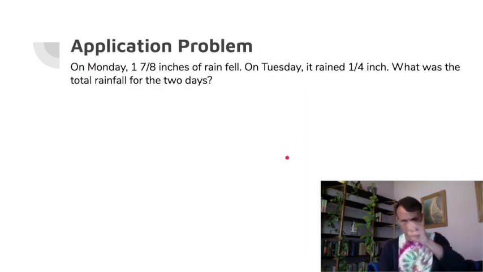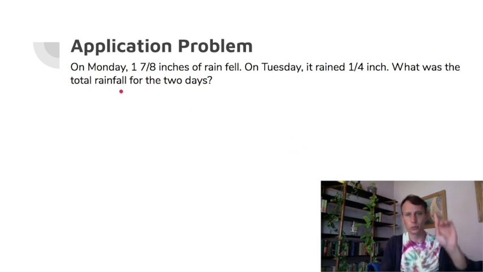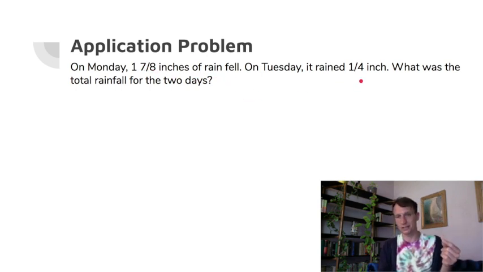We're going to take what we learned and apply it. That's what application problem means. Did you know that? It's not like you're applying for a job, like you're filling out an application, which you can do if you want. But what you're doing is you're applying what you learned. So on Monday, 1 7/8 inches of rain fell. Tuesday, it rained 1/4 inch. What was the total rainfall for the 2 days?